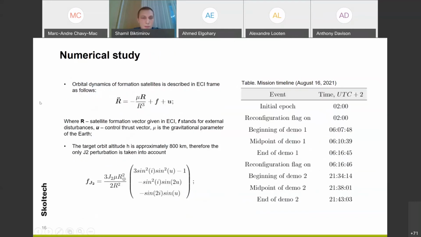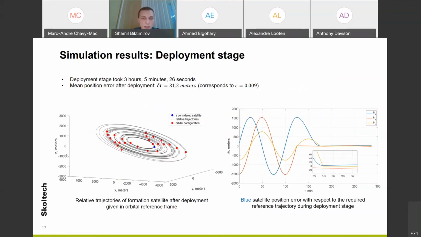Then, coming to the numerical study, the dynamics was studied in an inertial reference frame, and we took into account only J2 perturbations because of the altitude of the orbit, which is 800 kilometers. Here is the equation that we use, and here is the mission timeline that was designed in the mission design study. We know when we should start reconfiguration, when the demonstrations are, and when we should reconfigure our previous orbital configuration. And these are, let's say, the final results of what we achieved.